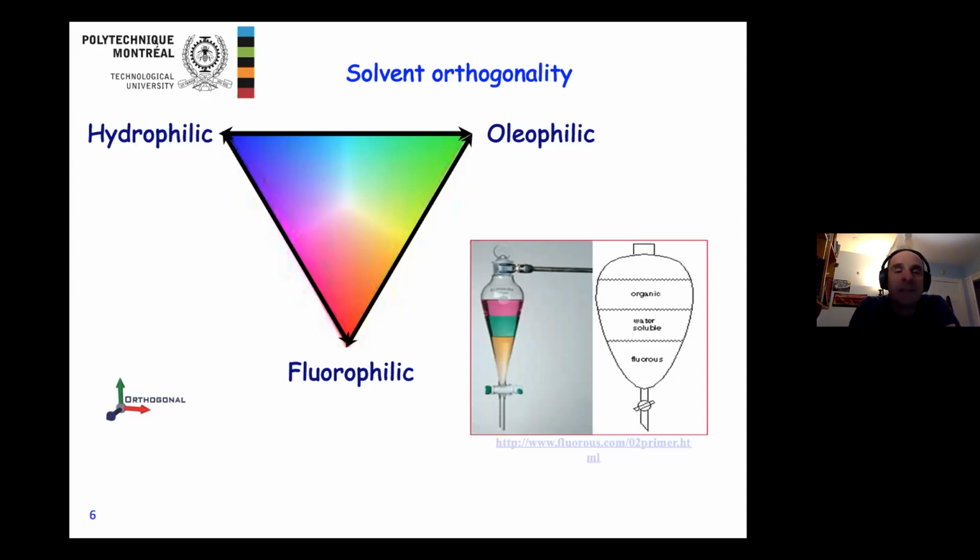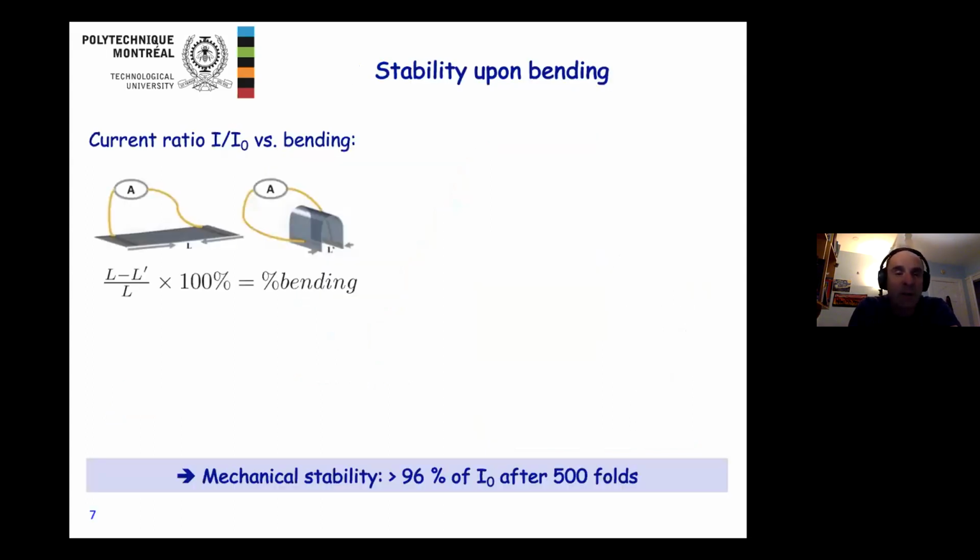But as you can see here, the fluorinated materials are orthogonal to aqueous systems, but also to oleophilic systems. So they are totally inert to organic materials, and they can be used to pattern any kind of motif with organic materials. So, of course, once we made these devices, we also took care of the fact that we wanted them to be flexible.